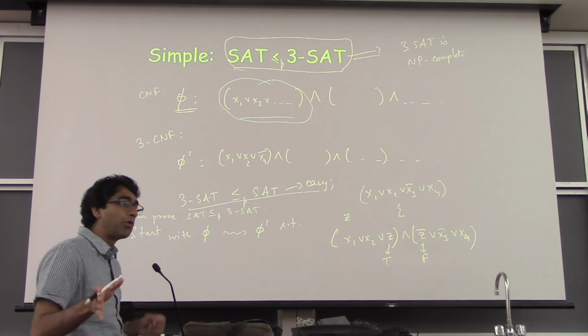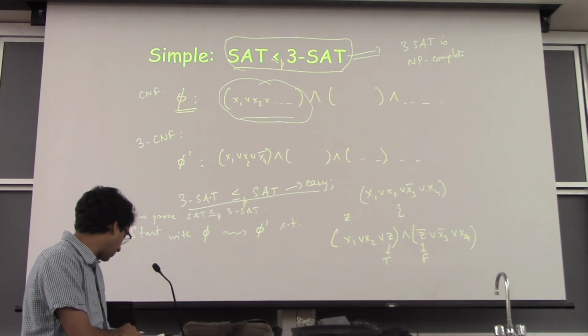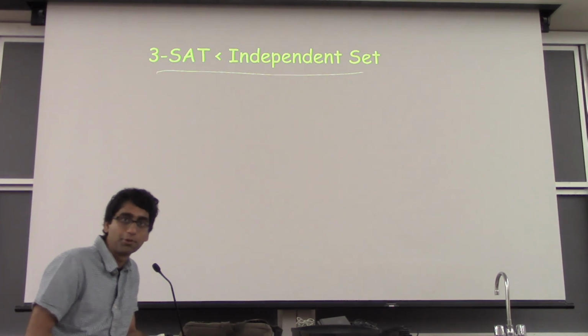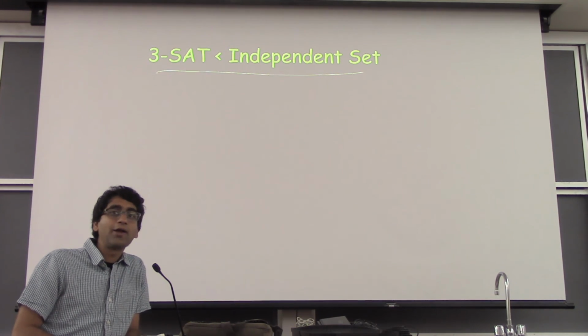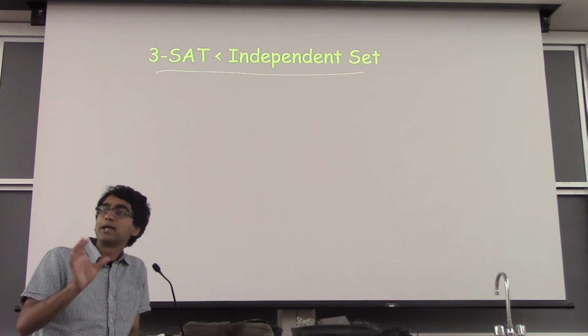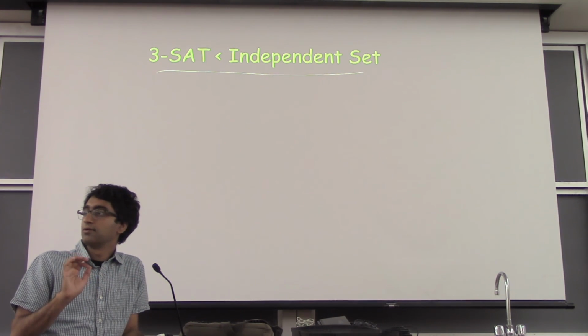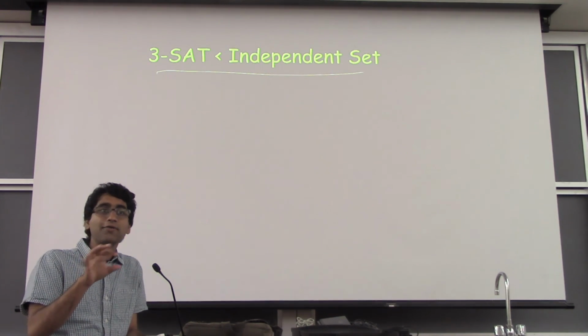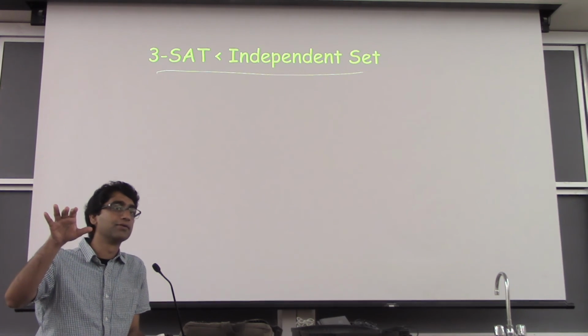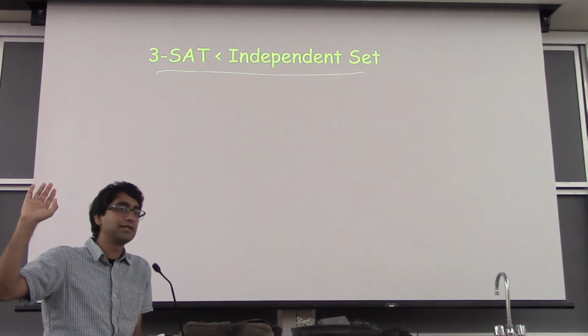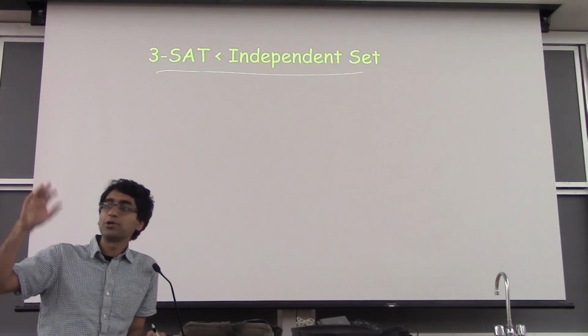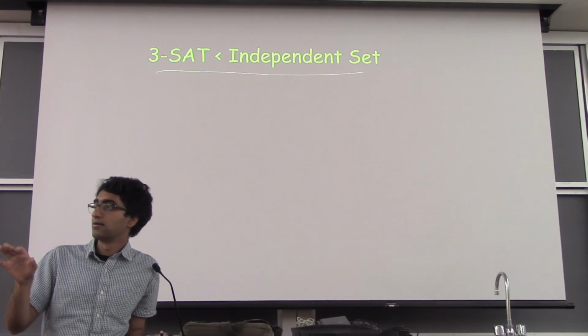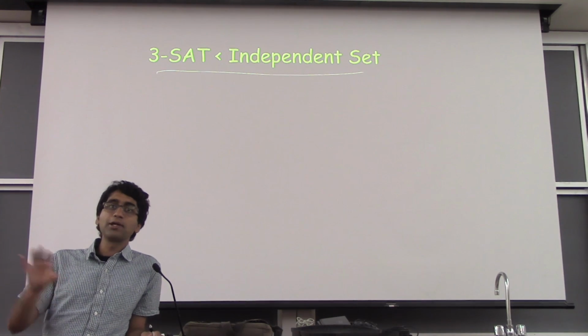Now if I have a new problem, say this problem of independent set, which is a graph problem, I don't have to go back and do reductions to and from SAT. I have shown that 3-SAT is NP complete, so I can now start off with 3-SAT and do reductions to and from 3-SAT. And you can keep doing this.